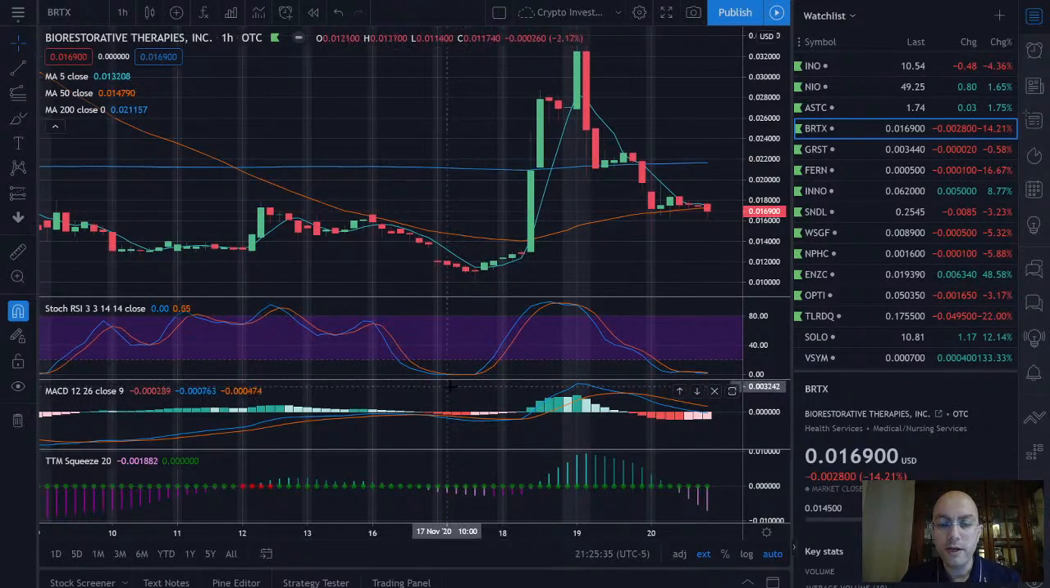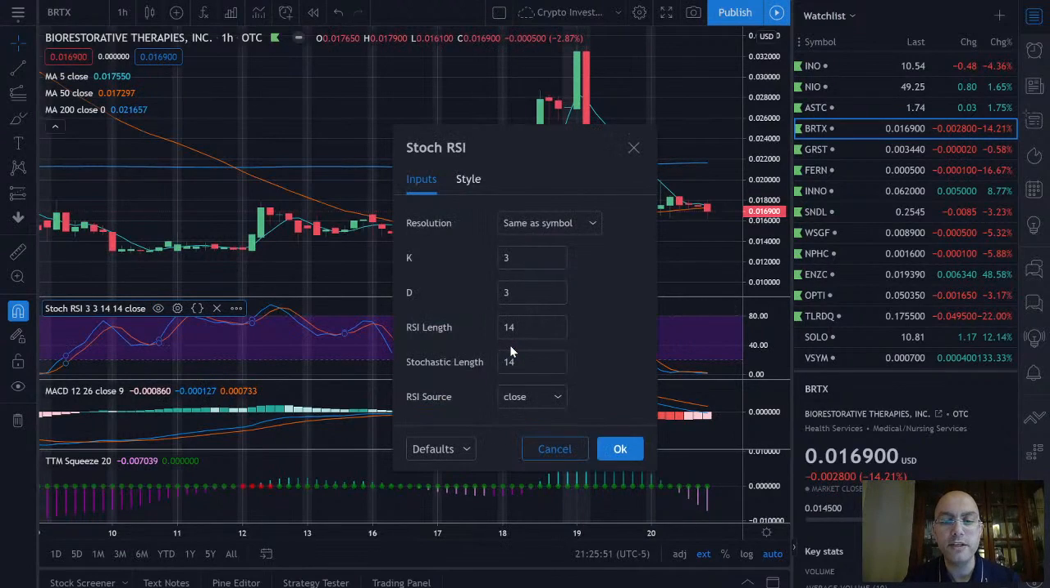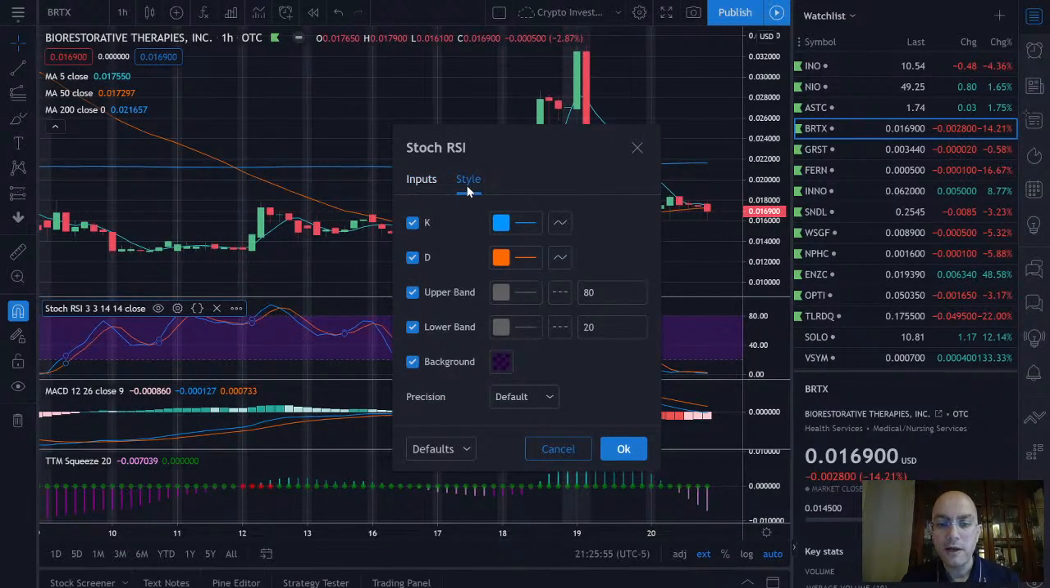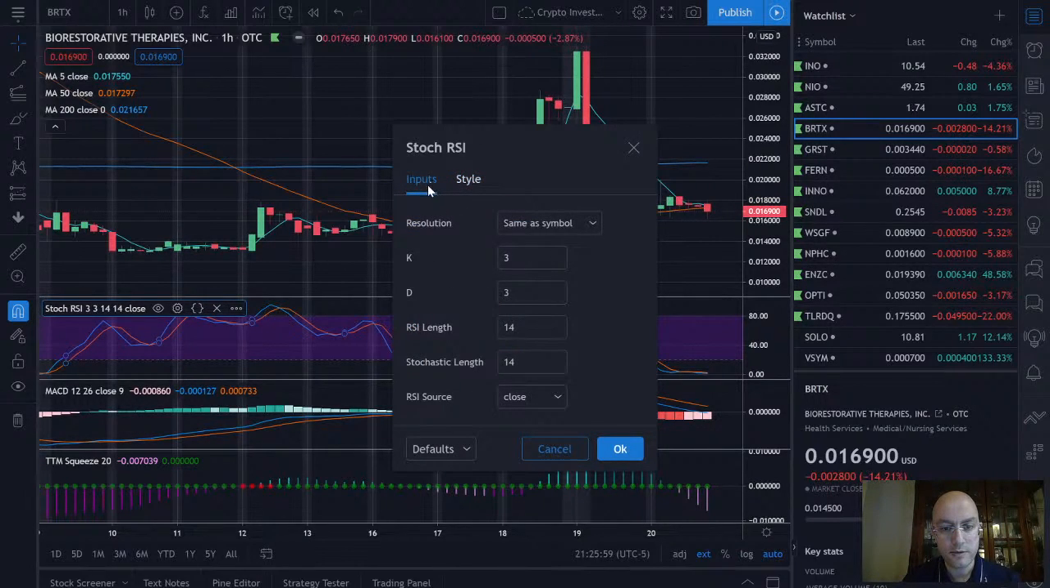So notice right here, the orange is the signal, and the blue line is the actual MACD. And how do you confirm that? If you have any doubt in terms of which one is the signal and which one is the actual MACD, you just click on the settings, go to style, and you'll notice right here.